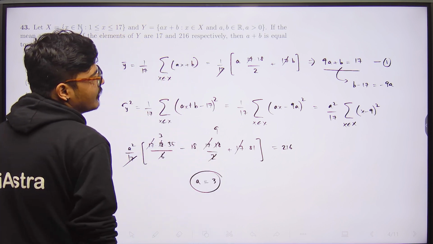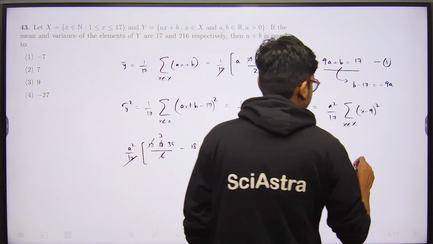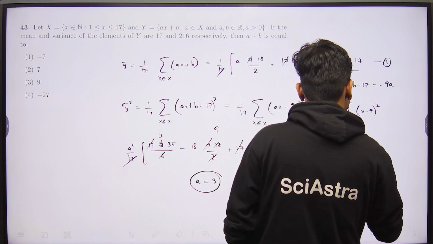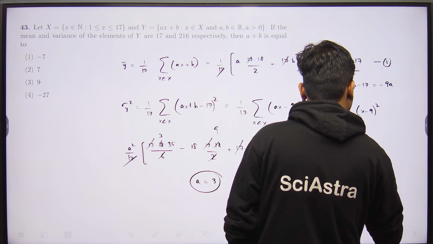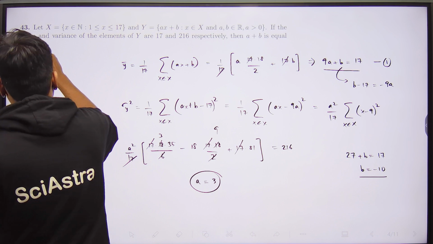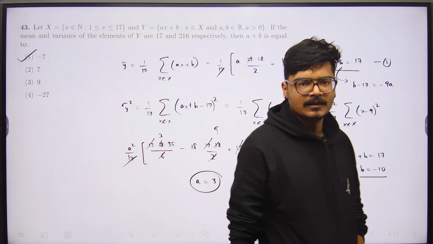So once you get the value of a, you can solve for b as well, right? So 27 plus b should be equal to 17, which means b is minus 10. So what is the value of a plus b? It's minus 7, which is option 1. Okay? So that's how you do this.